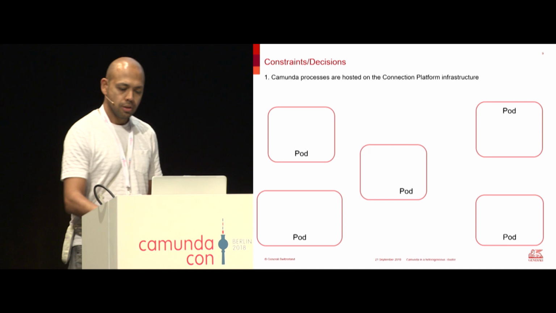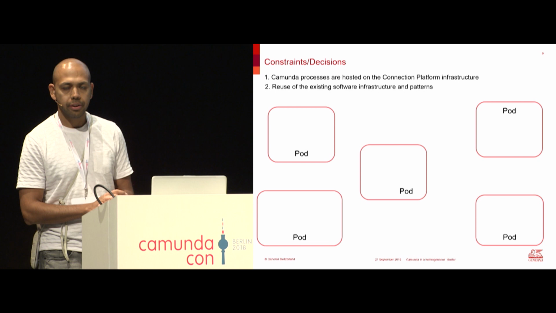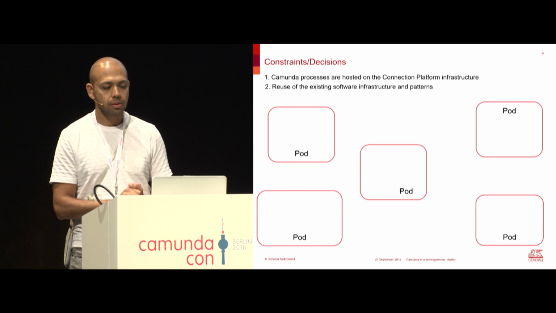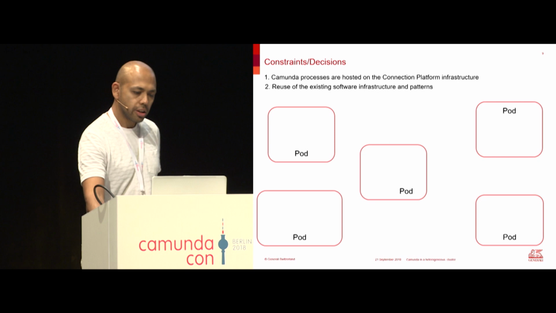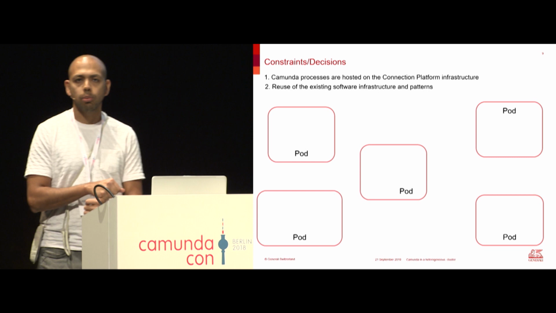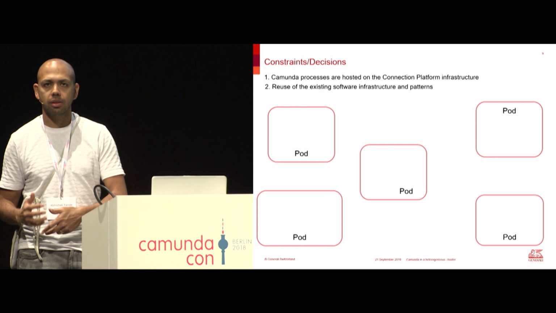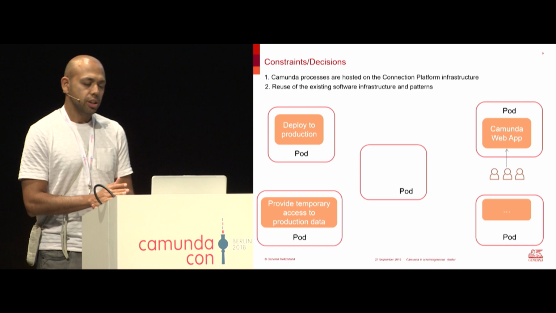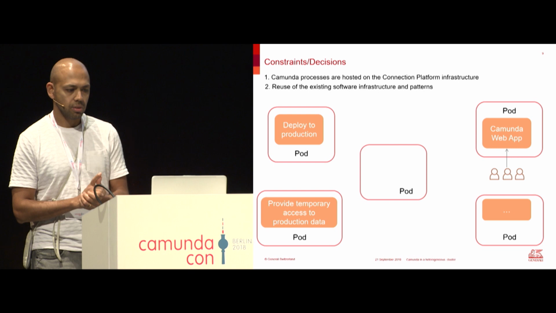Then the second one was the reuse of existing paradigms and patterns. As I mentioned, our microservices are Spring Boot applications. Camunda comes with a Spring Boot starter, so this was a very good match. So instead of having one pod where we run Tomcat, and there's one WAR file for the Camunda web app, and another WAR file for the deploy to acceptance process, and a third one for the deploy to production process, each one lives in its own pod, its own VM, and therefore runs in its own process. It runs in its own embedded Tomcat container.